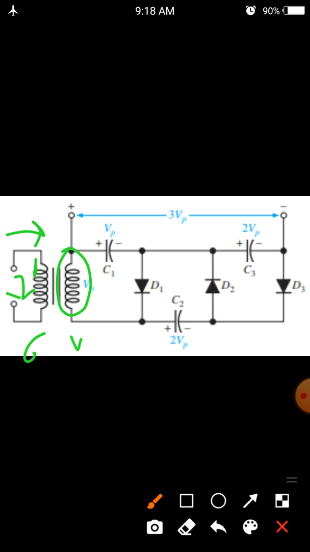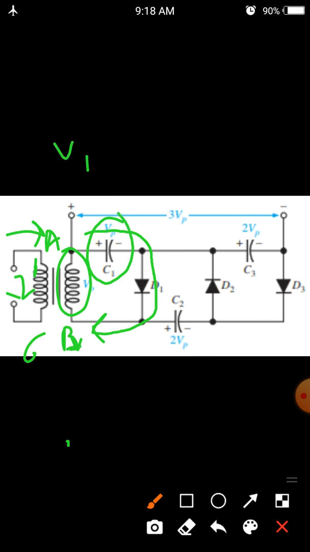For example, suppose that in the first half cycle we name the upper side of the coil A and the lower side B. When A is positive and B is negative, the current will flow along this path from A to B. In these conditions, the diode D1 is forward biased, so it will not oppose the current passing through. As a result, the capacitor C1 is charged to Vp.